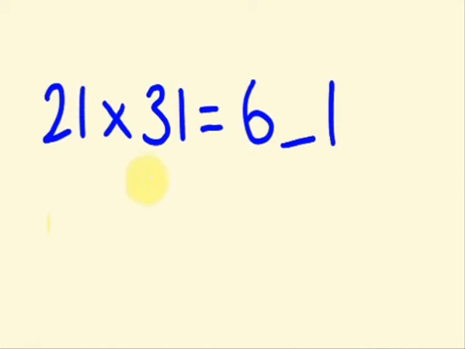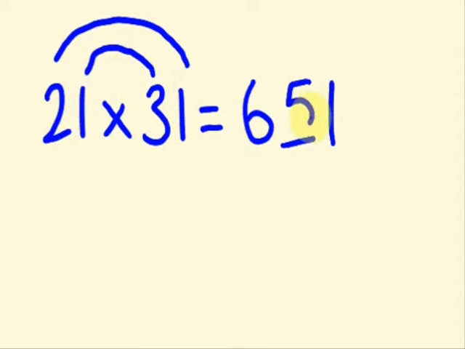Now to get this middle number here, there's a bit of a trick. What we do is we multiply this number and this number, this number and this number, and we add the answers together. So 1 times 2 is 2, 1 times 3 is 3, we add 2 and 3 together, we get 5, and the answer is 651. Hey, pretty easy, eh? Well, we'll have a look at another one.